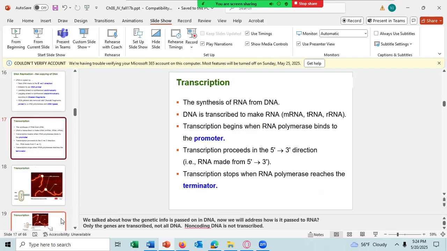All right, so that's DNA replication. Let's move on to RNA transcription. The synthesis of RNA from DNA is called transcription. DNA is transcribed to make messenger RNA, tRNA, or rRNA. How does the RNA polymerase, when it's reading the DNA, know to make messenger RNA, tRNA, or rRNA?